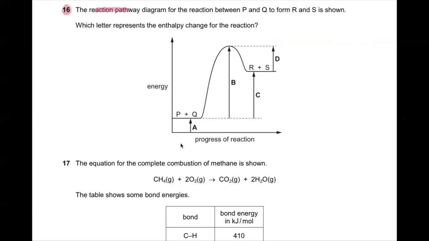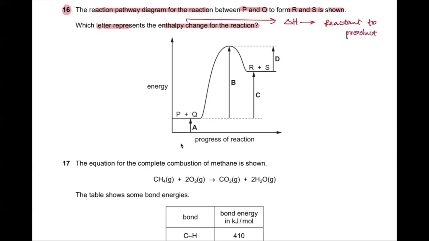Question number 16. The reaction pathway diagram for the reaction between P and Q to form R and S is shown. The letters represent the enthalpy changes for the reaction. Which letter represents the enthalpy change for this reaction? So if you see, enthalpy change refers to delta H. And I have told you that delta H is always from reactant to product.